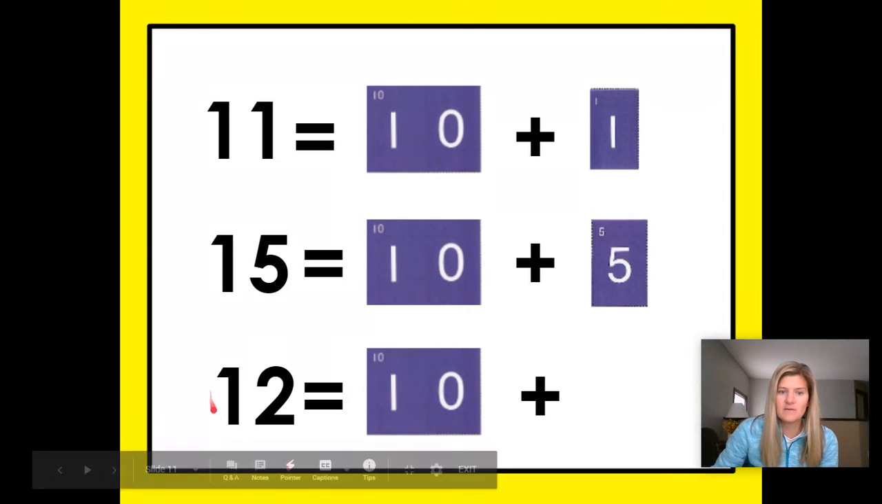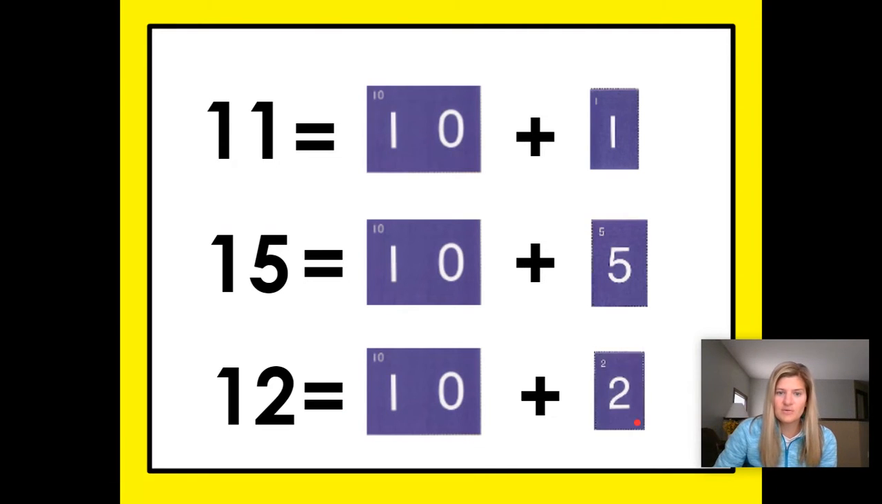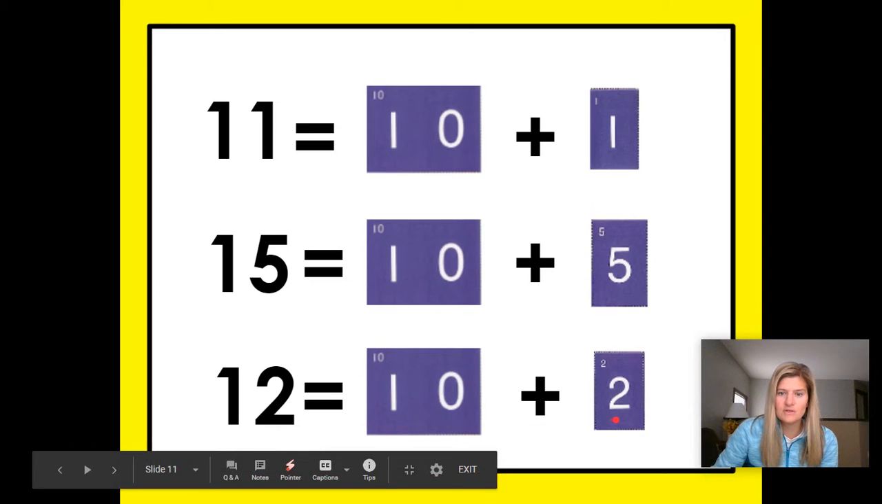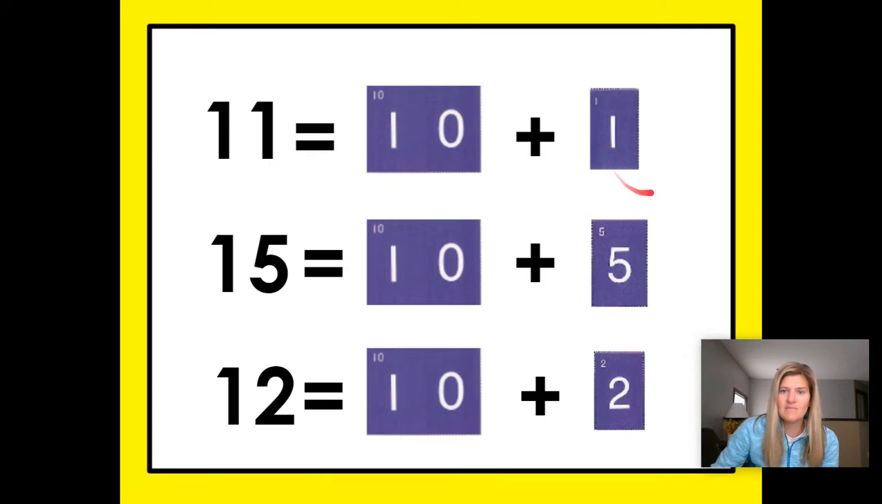Okay, let's see if we can figure out our missing number here. So we have 12 equals 10 plus, what number would go there? See if you can say it. 2. You're right, because look at, they match. 2, 2 here. 5 and 5. 1 and 1, they match.